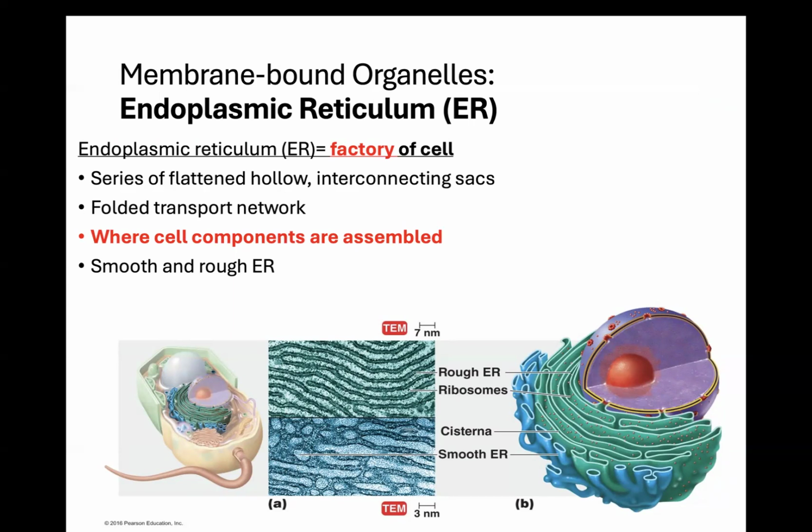So there's two types of ER. There's rough ER and smooth ER. Rough ER is ER, endoplasmic reticulum, with ribosomes on it. So that's where proteins get made. Smooth ER doesn't have ribosomes, and that's where lipids get made. So that's what ER does. It plays an important role for making molecules for the cell, like proteins, like lipids.